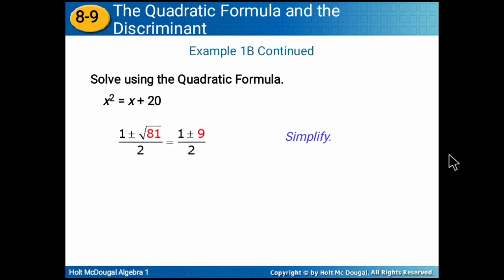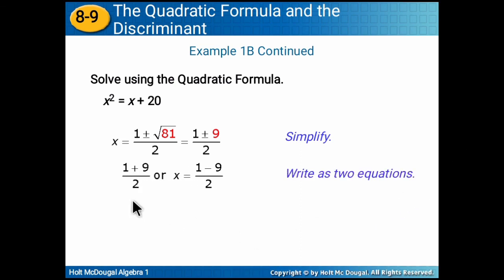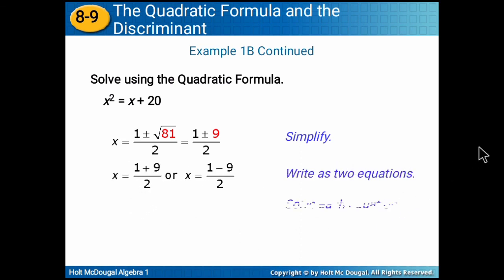So, next, we have the square root of 81 is plus or minus 9. Even if you compute, positive 9 times positive 9 is equal to positive 81, and negative 9 times negative 9 is also equal to positive 81. So, write as two equations, and solve for each equation.